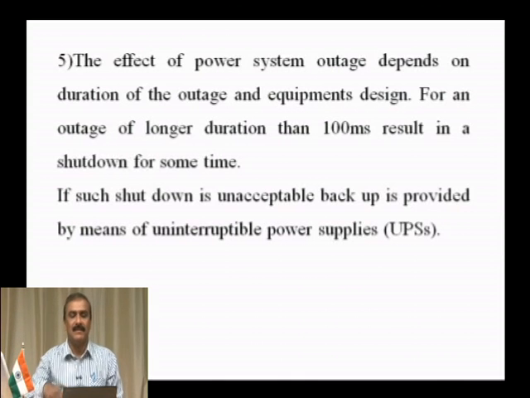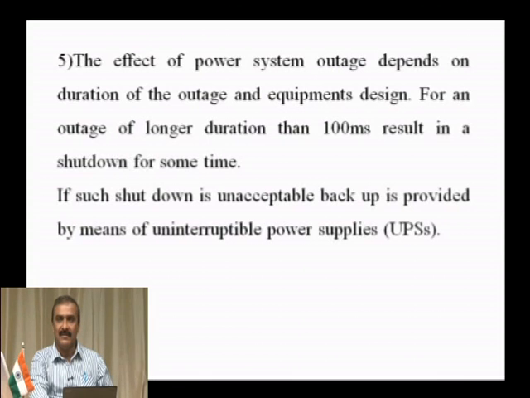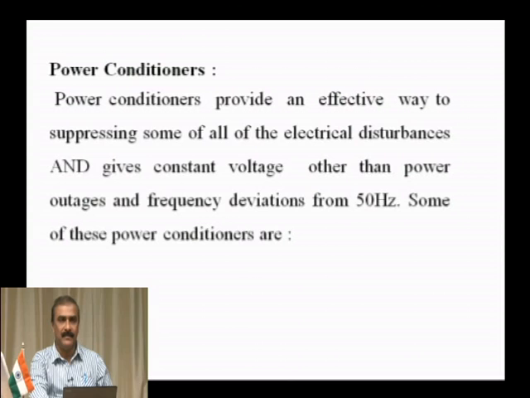The effect of a power system outage depends on the duration of the outage and the equipment design. For an outage of longer duration, say 100 milliseconds, the system will shut down. It is unacceptable, so it can be corrected by using a UPS. This is the correction factor.